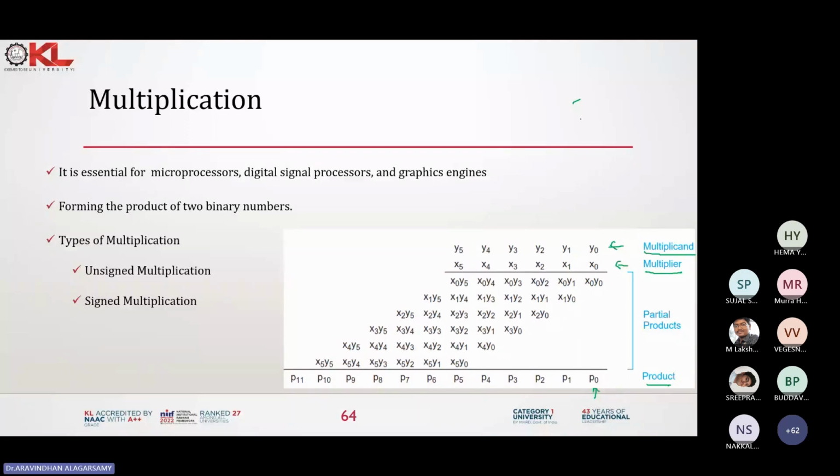Just imagine you have two numbers to multiply, let's say for example 11 into 11. So we are going to do the multiplication. This is your multiplicand and this is your multiplier. And what about these? These are the partial products. What is the partial product? 1 into 1, and this is also 1 into 1. So these are the partial products. And what is the final product value? This will be the final product.